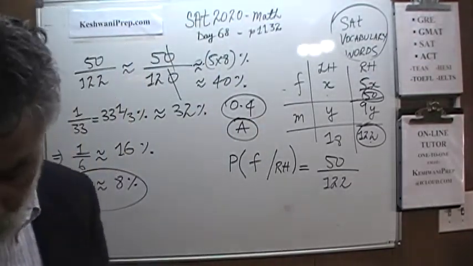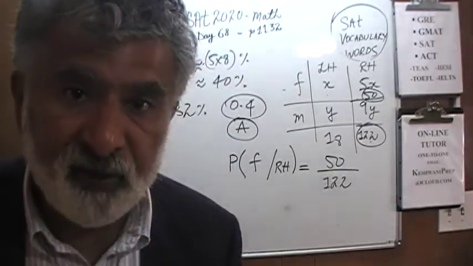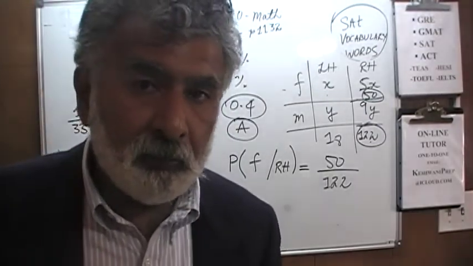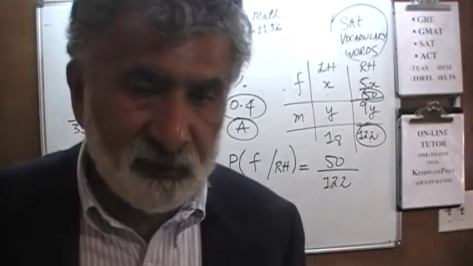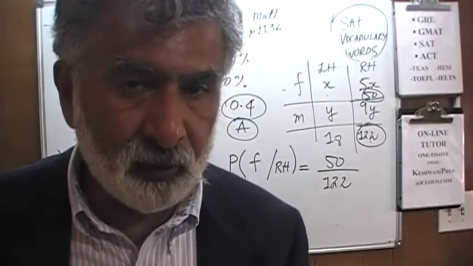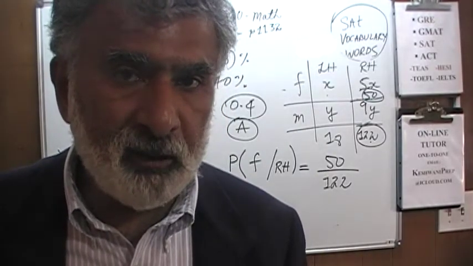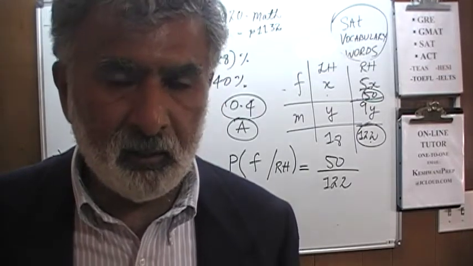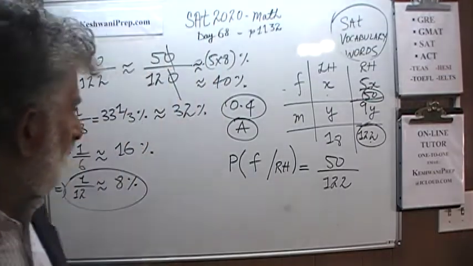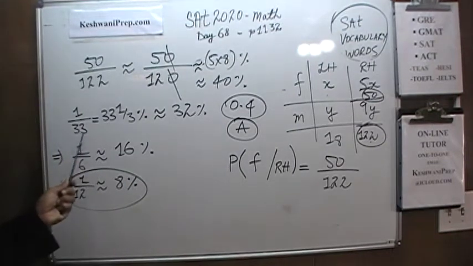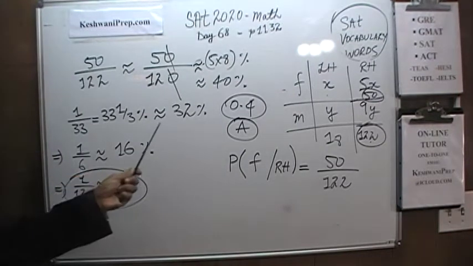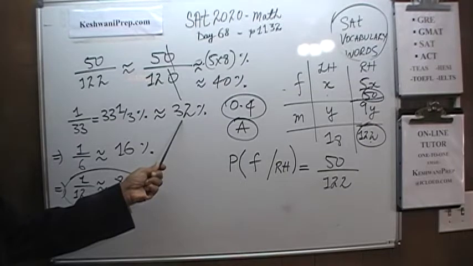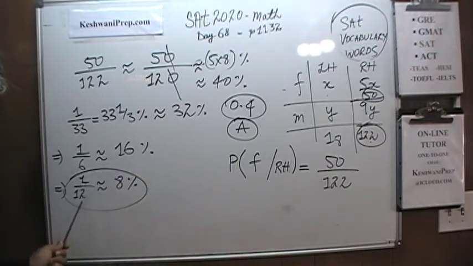Why A and why not 35% or 36%? Because approximating is fine and dandy, as I always tell you, as long as you understand what it is that we are doing. Are we underestimating or are we overestimating? We are here underestimating. We are underestimating because in reality 1/3 is 33 and 1/3%. We pretended it was 32%. So this number that we see, 1/12, is not actually 8%. It's more than 8%. That's one reason.